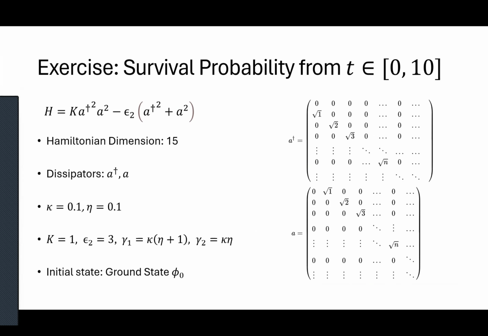We have the Hamiltonian. The exercise is to graph the survival probability from 0 to 10 of this Hamiltonian. We're going to use dimension 15 with the dissipators A dagger and A. So L1 is A dagger and L2 is A, does this make any difference? No, it's the opposite. L1 is always A and L2 is A dagger. Yes, because in this sense gamma is connected with A. There's gamma 1 and gamma 2. Yes.